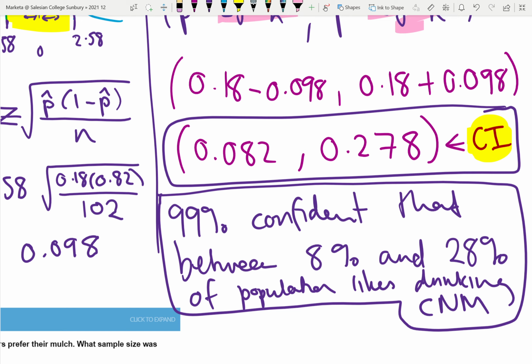You can obviously make a smaller range of values here if you wanted to, by either increasing your sample size or decreasing your confidence. You could put it to 90% confidence and you would have a smaller range of values. You could put it to 80% and then have an even smaller range of values.